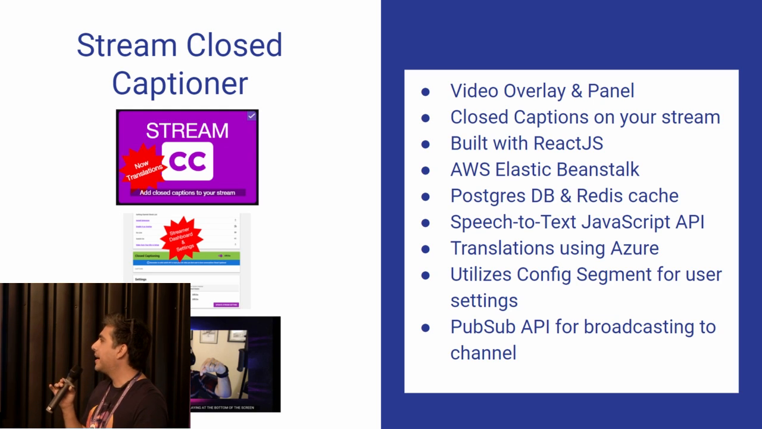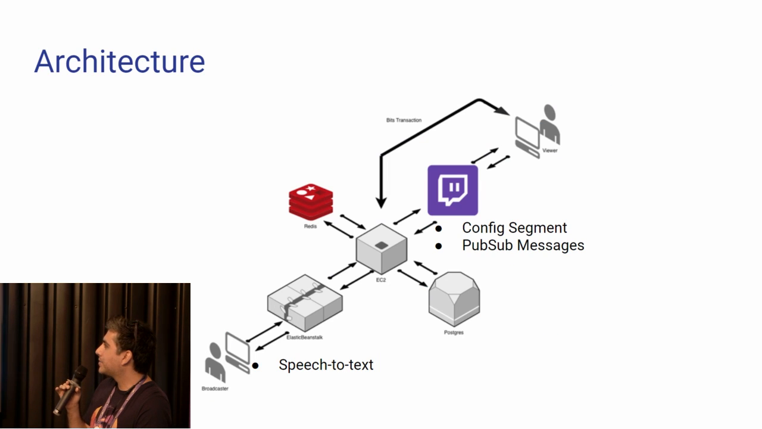And then I enabled recently released translations using Azure's bit-enabled translations, and it uses the configuration service settings that we talked about before for user settings, and also the PubSub API that Twitch offers for broadcasting to all the channels for multi-tenant support. So the overall architecture is this.